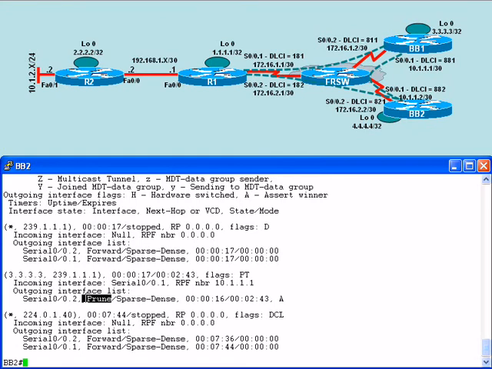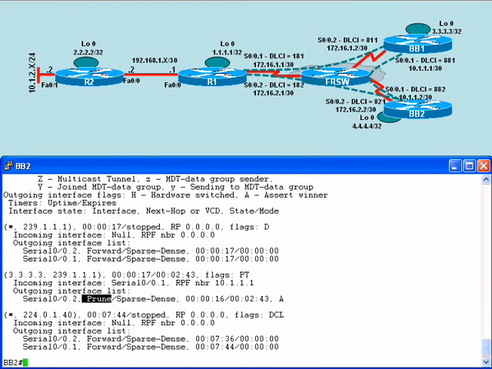And by the way, you might wonder why we have both a star comma G entry as well as an S comma G entry for the 239.1.1.1 group. Here's the rule. Whenever we have an S comma G entry in our IP multicast routing table, we always have a parent star comma G entry.